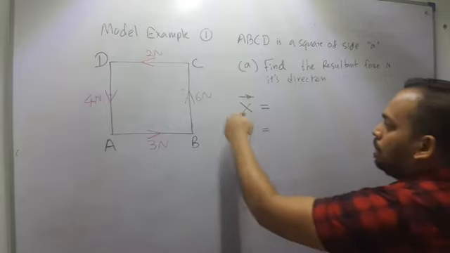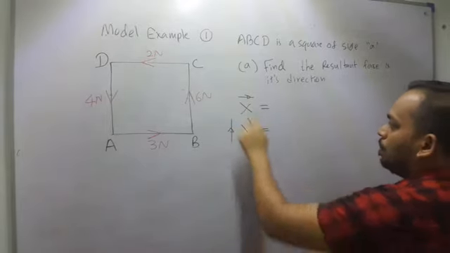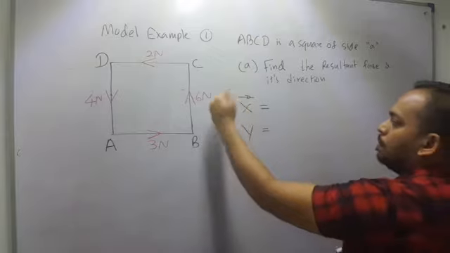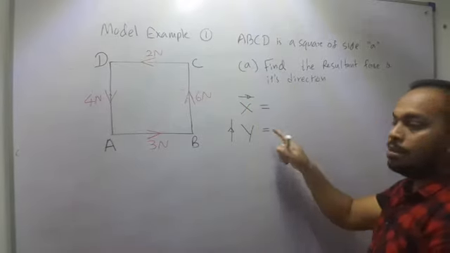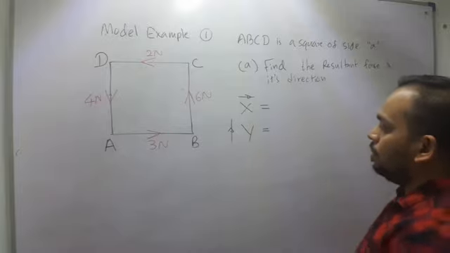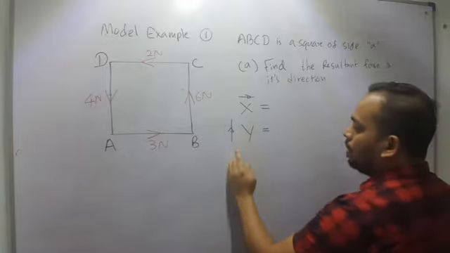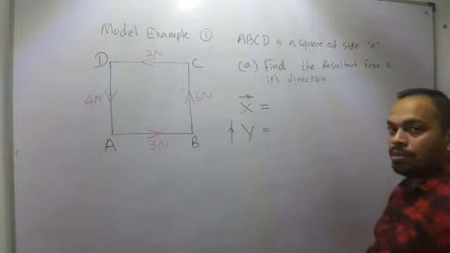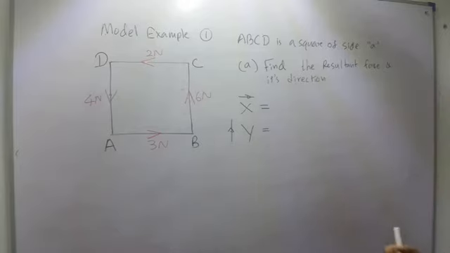For the x component, I'm going to use this direction, to the right side. This is the convention. And to find the vertical component, I'm going to use this direction, the upward direction. So this is the convention. If you stick to the convention, then it will be easy for you.